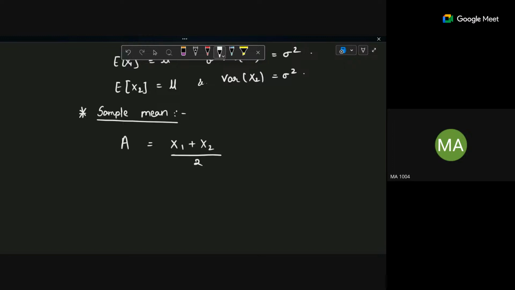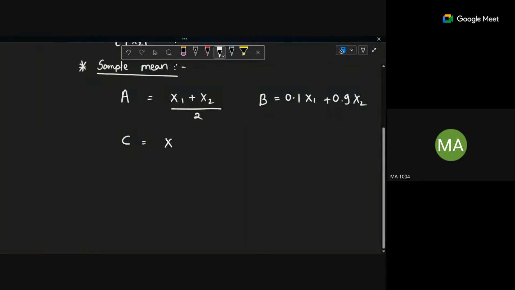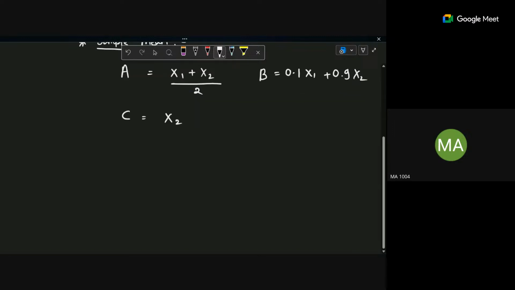But sometimes you can define it like a weighted mean also, which is given by your B, that is 0.1 x1 plus 0.9 x2, and C is given as x2. So they have defined it like this for C. Okay. So we are interested in finding which variance is higher among the variances of A, B, and C. So what should we do? First, we will calculate the variance of A.